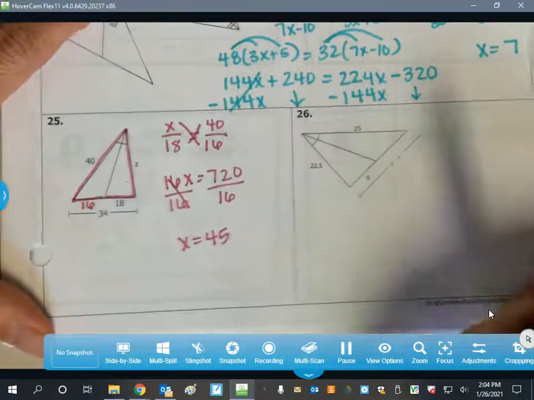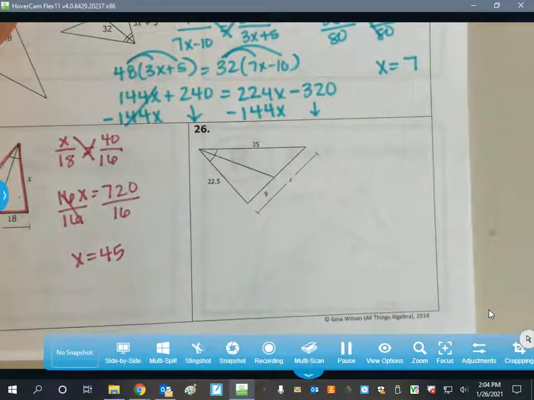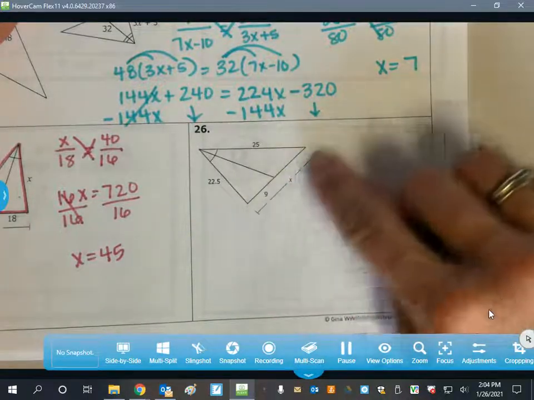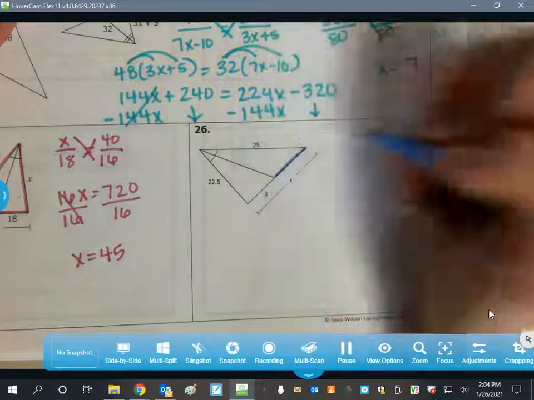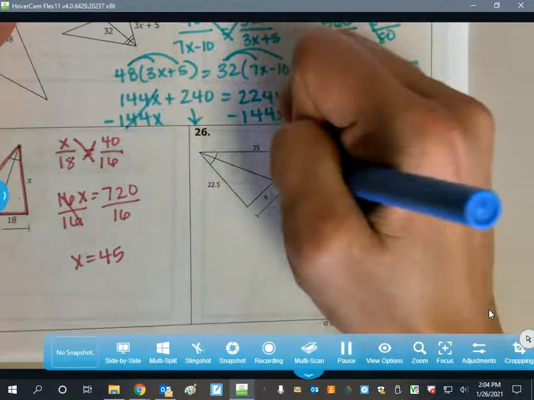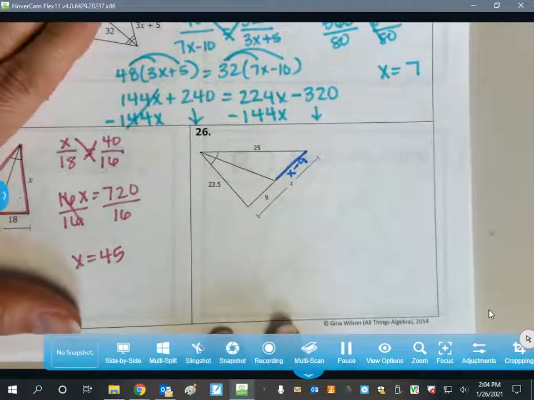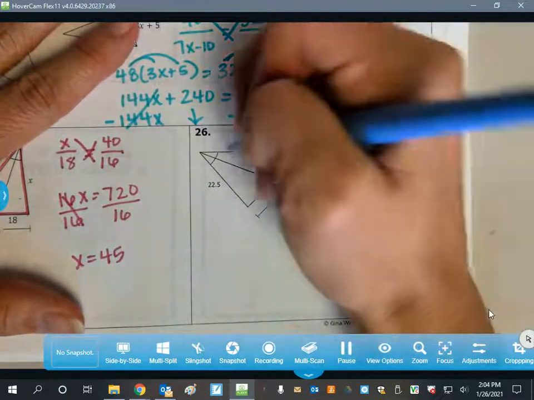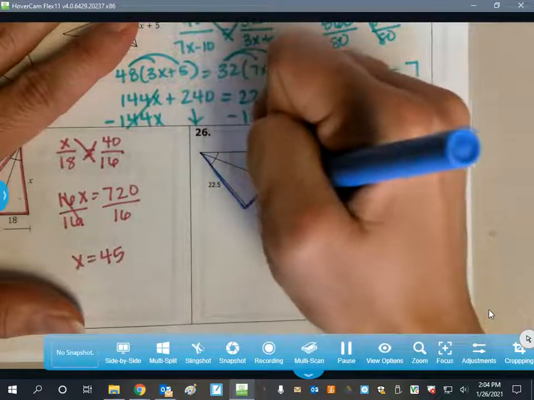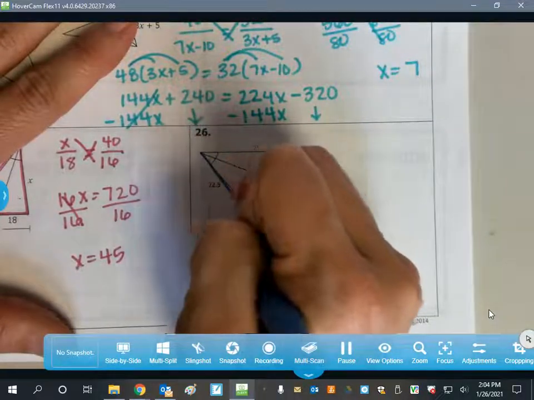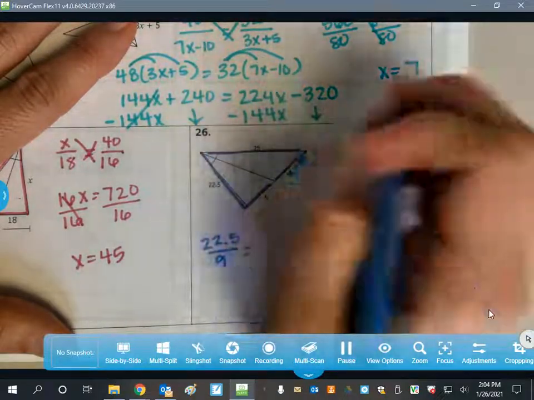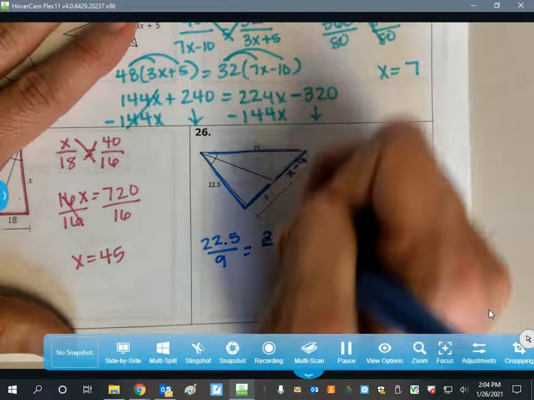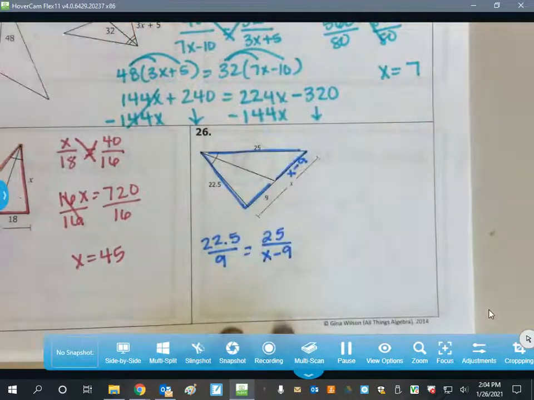Last but not least, number 26. You have to be a little careful with 26 because this is the one where you have the x as the long piece. So in order to get this small piece right here, we have to do x minus 9. So now when we set up our proportion, it should be side over little piece. So 22.5 over 9 equals side 25 over little piece x minus 9. Cross multiply and solve.